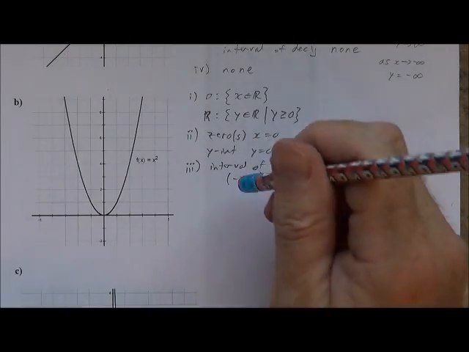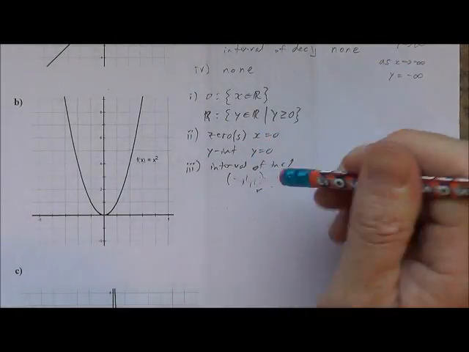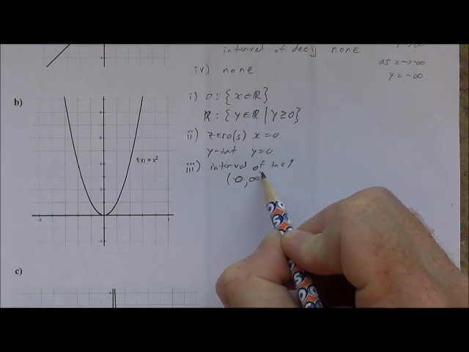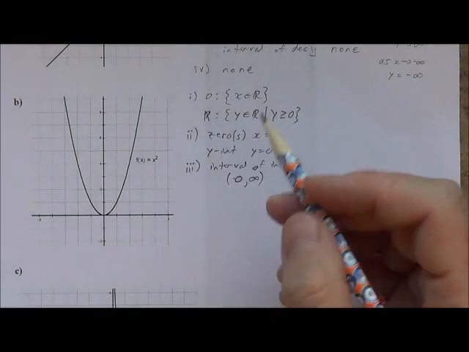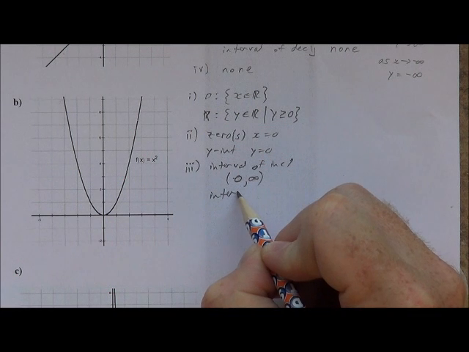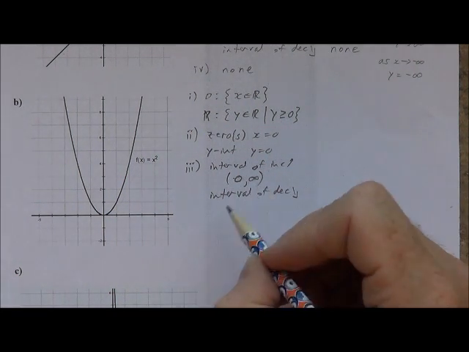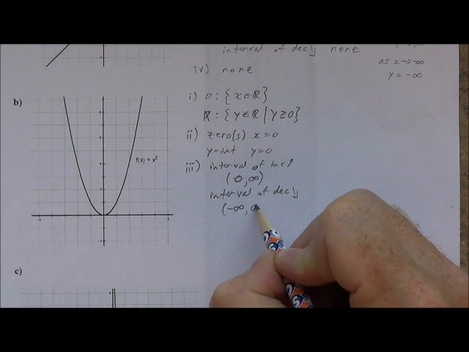Oh, sorry, I put that the wrong way. I usually go from left to right also. So that would be from 0 to infinity, it's increasing. And then the interval of decrease is from negative infinity to 0.